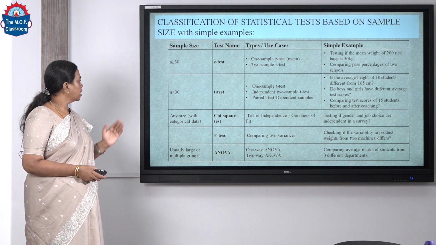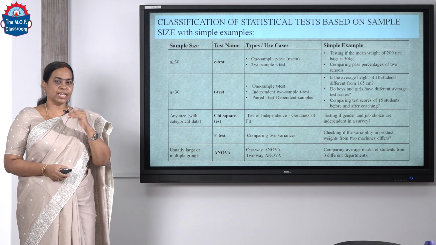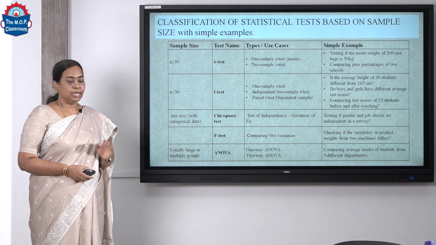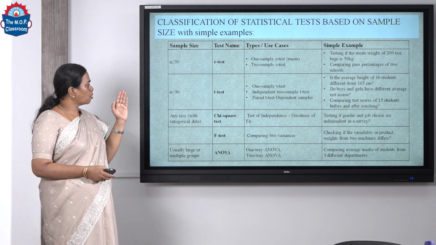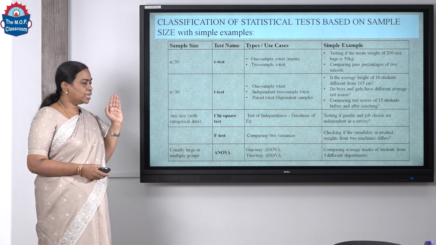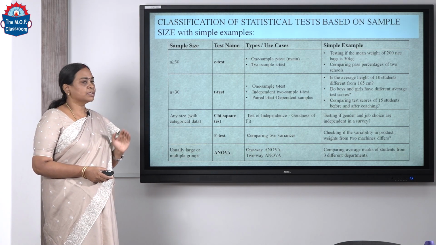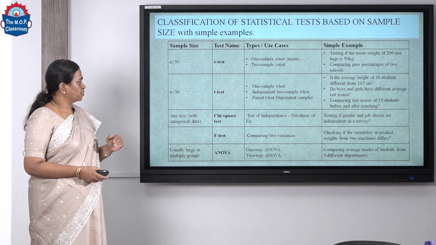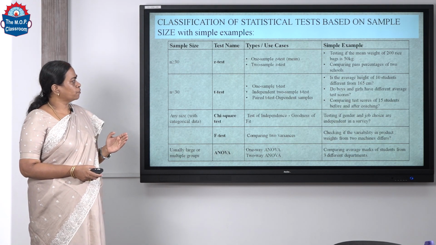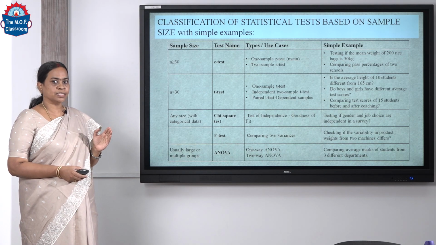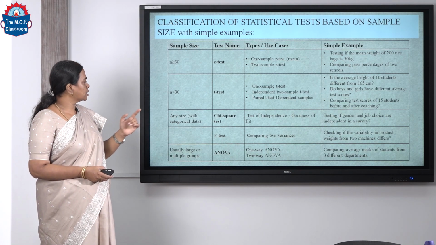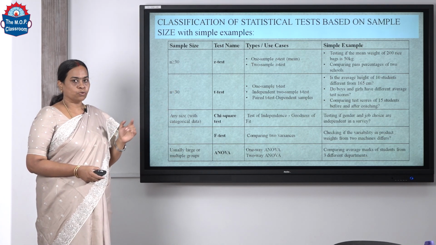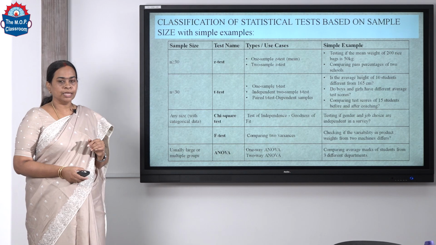Then the second case, here n is less than 30. Already I have told you if it is less than 30, we call it a small sample and we will use the t test. Here there are three types: one sample t test, then independent two sample t test, and paired t test, that is for the dependent samples. Example for each and every one. Is the average height of 10 students different from 165 centimeter? How can you identify it? You have to apply the t test, here the size is 10. So, here it is less than 30, that is why we are applying the t test.